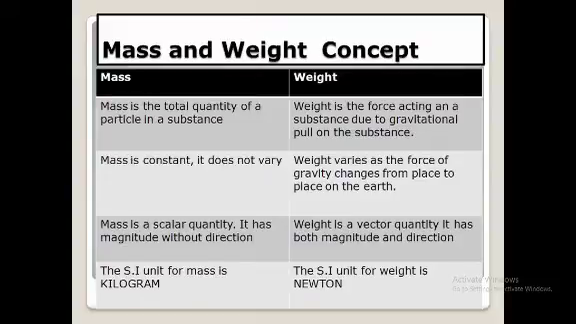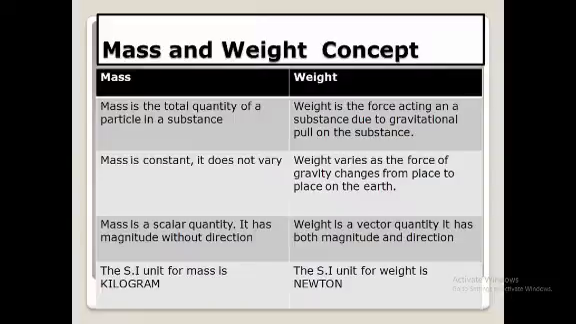Now, let's look at the mass and weight concept. Weight is a force that acts at all times on all objects near the earth. We can define weight as the force exerted on a body by gravity. Now, let's look at the differences between mass and weight. Mass is the total quantity of particles in a substance, whereas weight is the force acting on a substance due to gravitational pull on that substance.